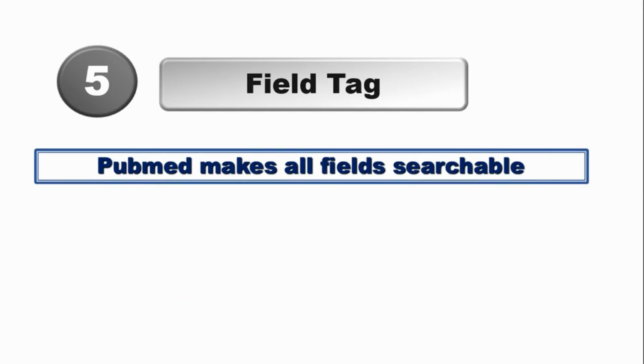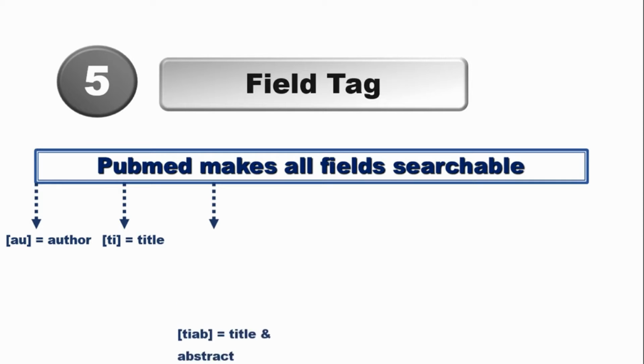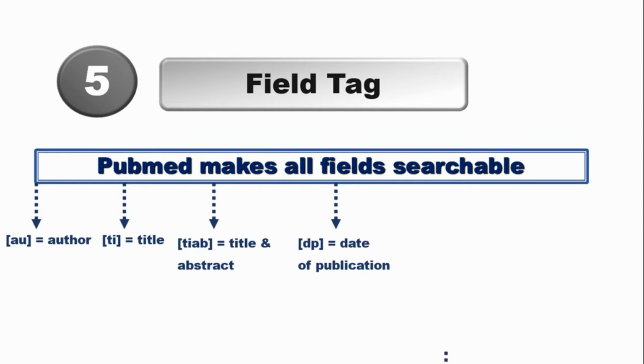Now we will talk about field tag. When a field tag is assigned to a term in the search query box, it instructs PubMed to search only in the field specified. With a field tag search, search terms should be accompanied with the appropriate search field tag and must be enclosed in square brackets. Examples of available field tags: author, title, abstract, date of publication, journal name, and language.